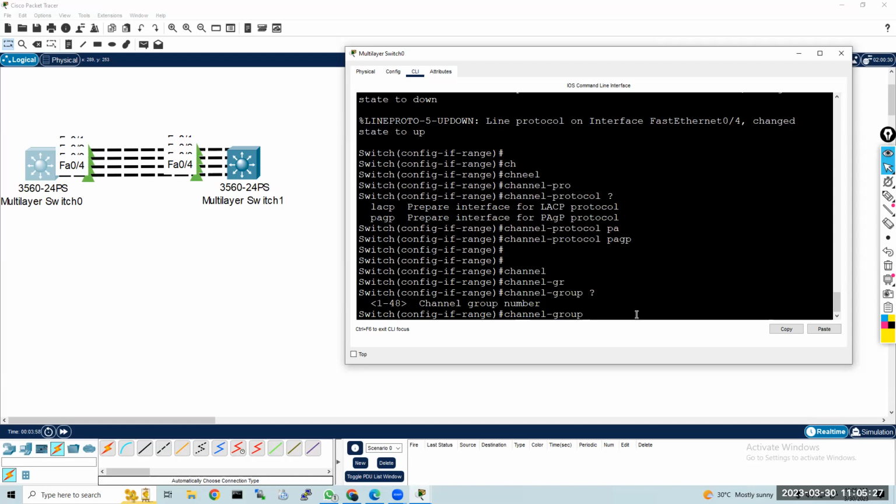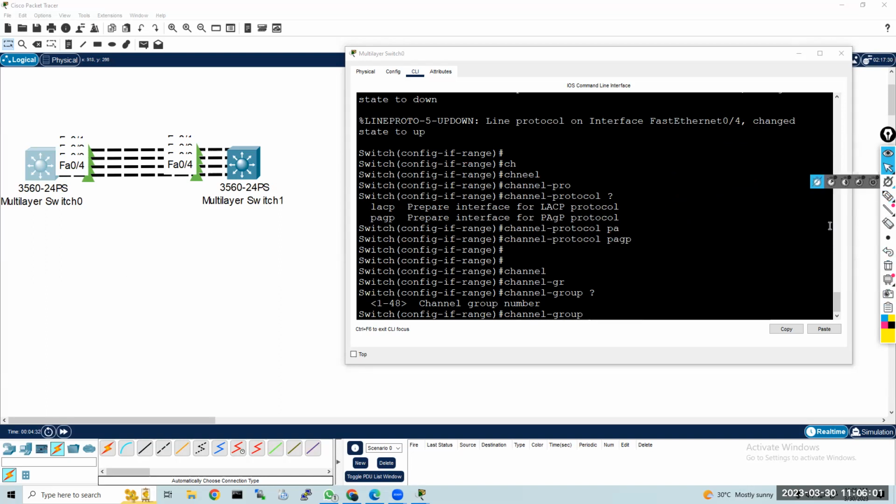Can you notice here? It's showing 1 to 48. There, in your layer 2, it was showing 1 to 6, which means 6 links were possible. So this is a group channel number, not a links number. We can use any number, but it should be the same on both sides. We can use 10, 20, whichever you want.